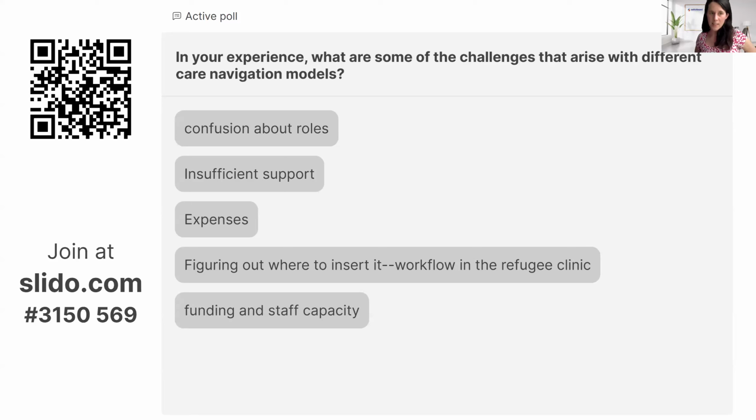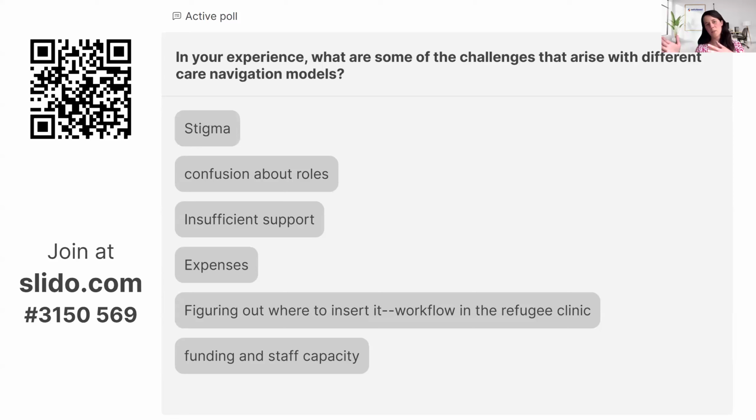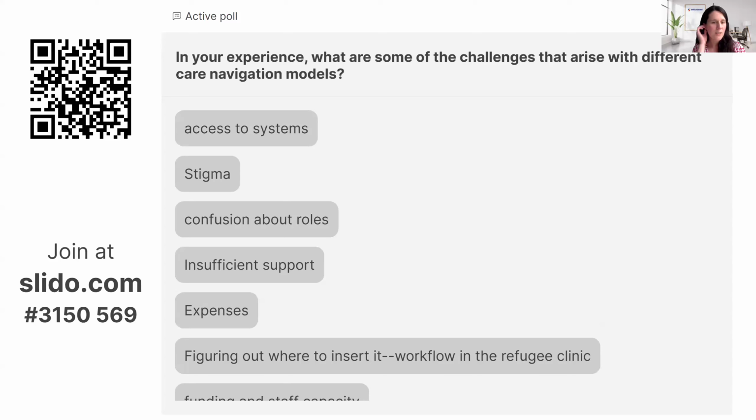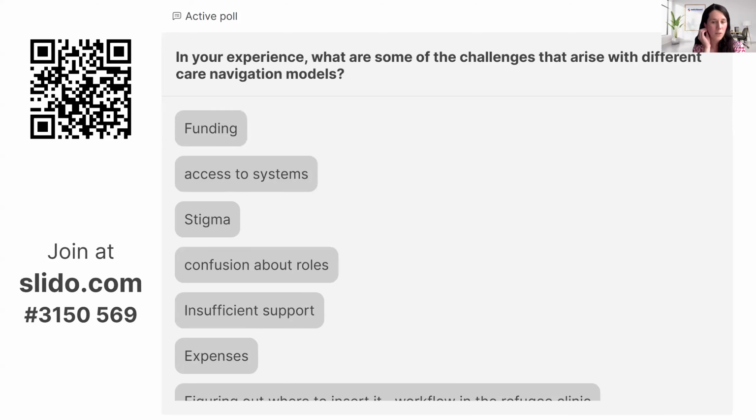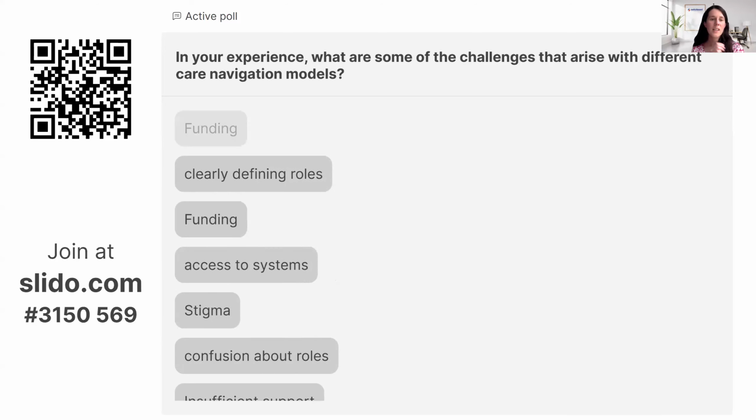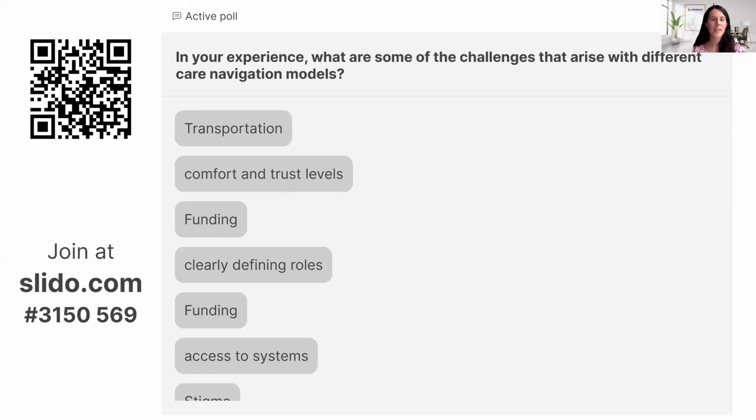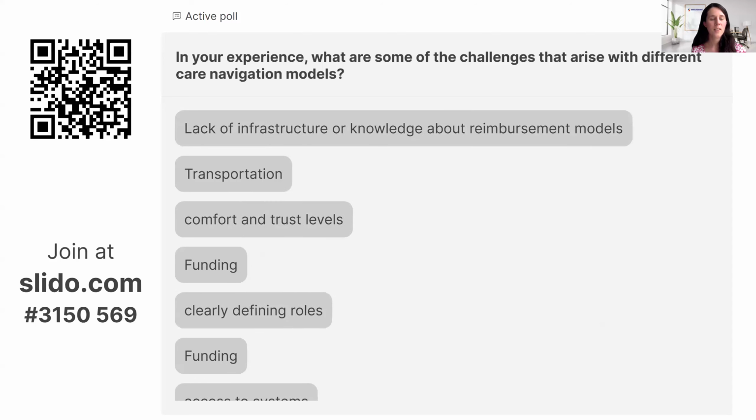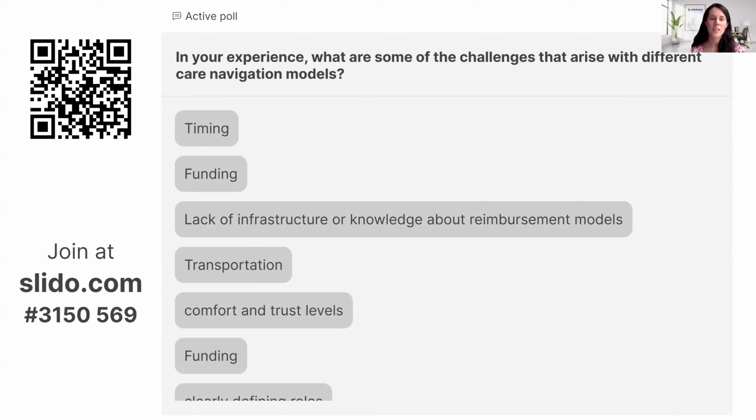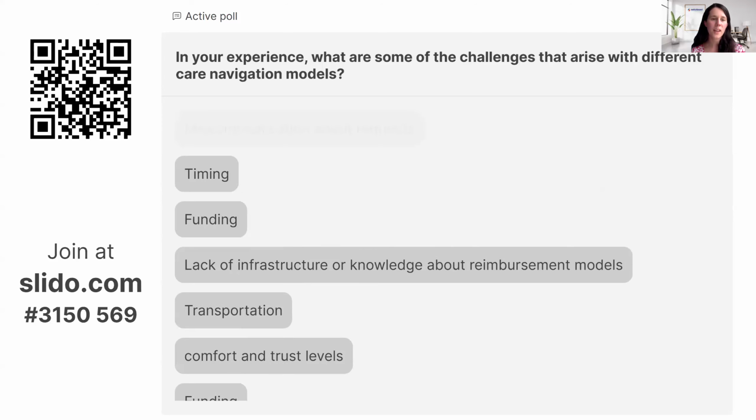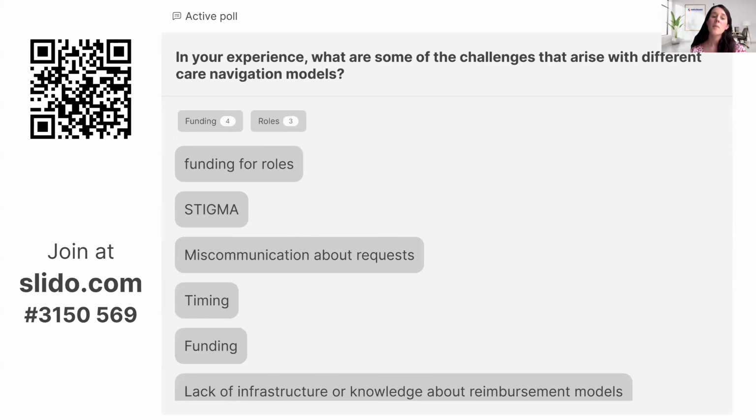Confusion about roles. Yes, I was thinking that too, especially if you're using both interpreters and cultural health navigators. Insufficient support, expenses, figuring out where to have them in the workflow in the refugee clinic, stigma, funding. Yes, that's definitely a big one. Comfort and trust, transportation. Yeah, what does the reimbursement look like? Timing, miscommunication about requests. Yes, stigma.